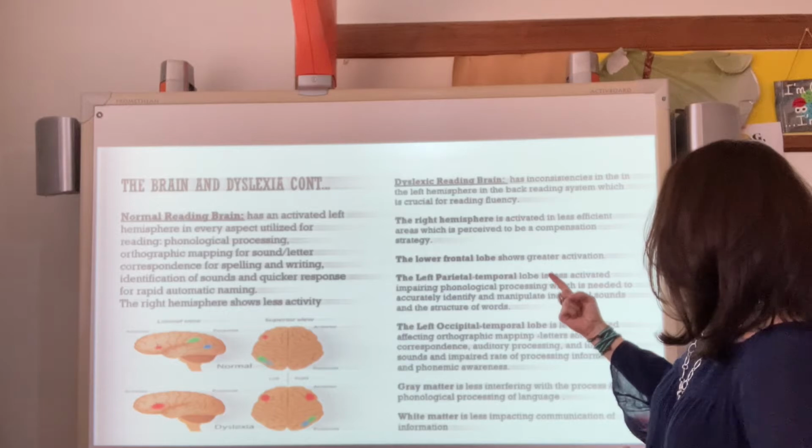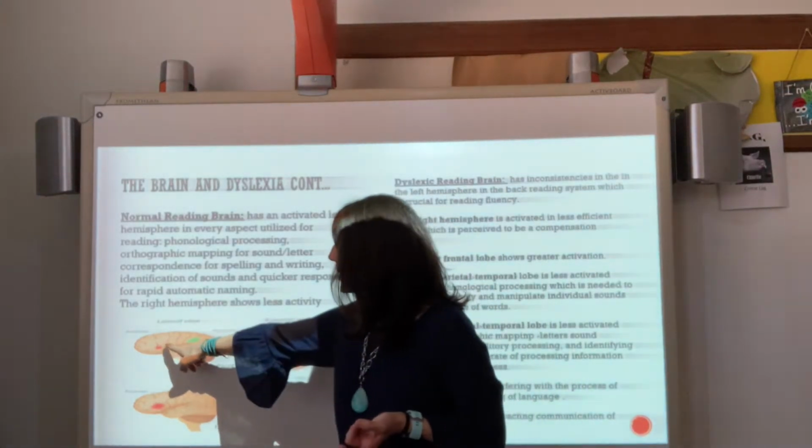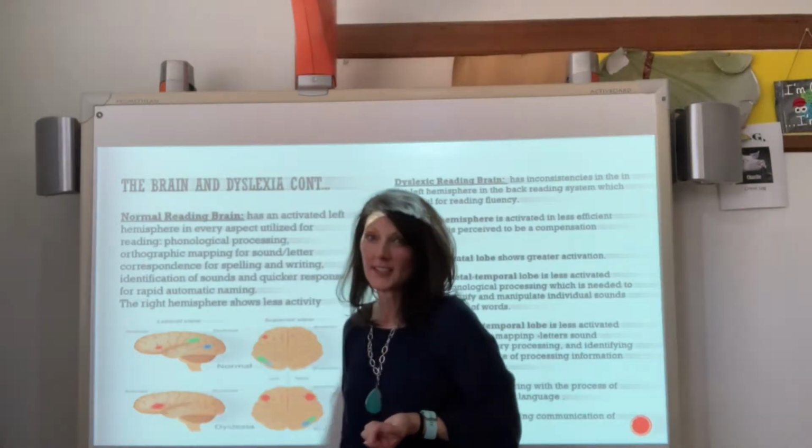So the left, and then the lower frontal lobe shows greater activation. So you can see here in the frontal lobe, it's just a little bit in the normal brain, and it is quite a bit more in the dyslexic brain.